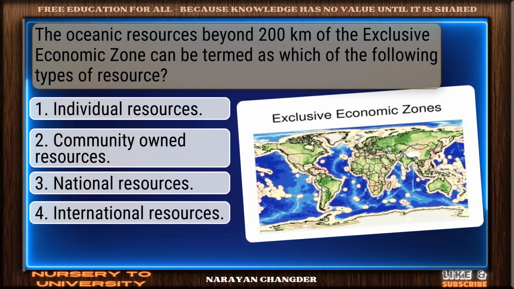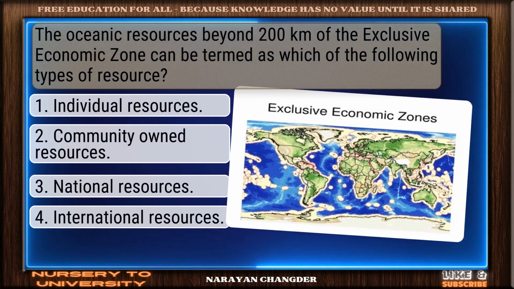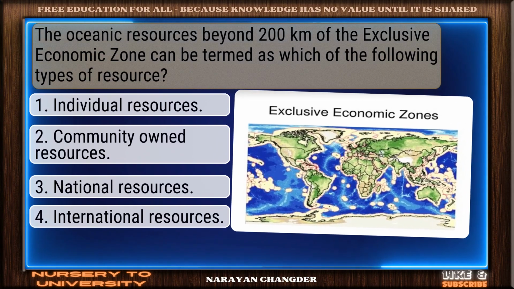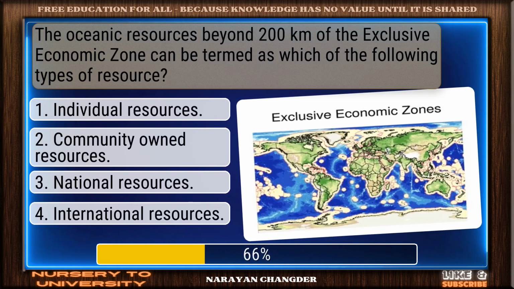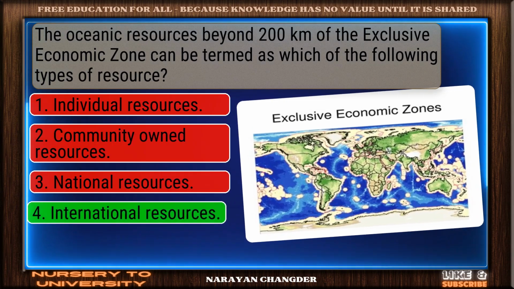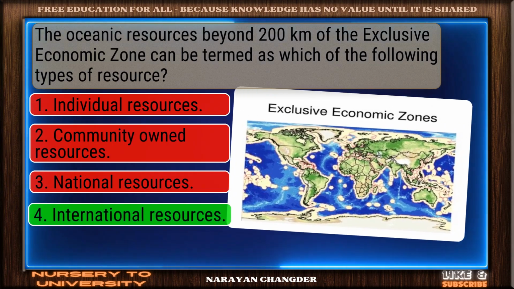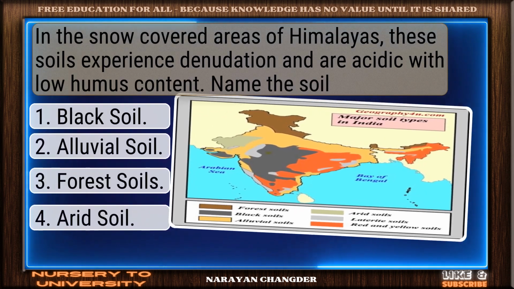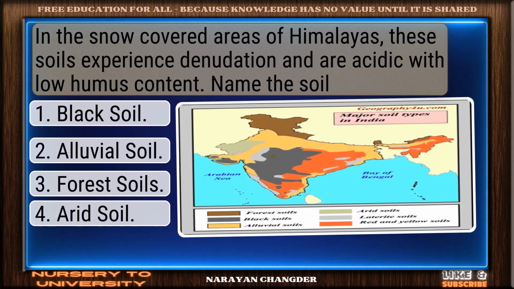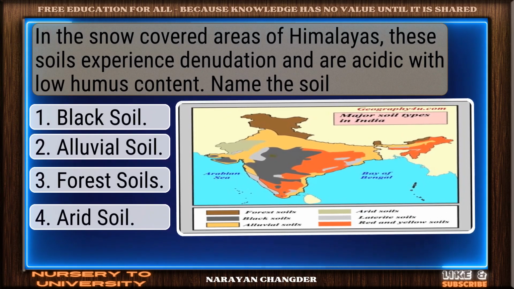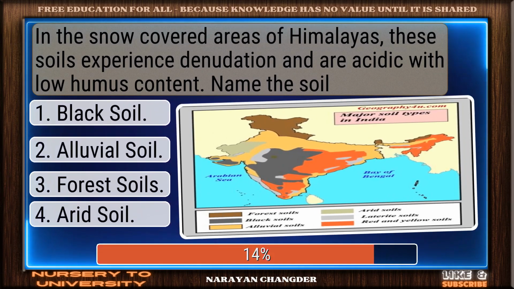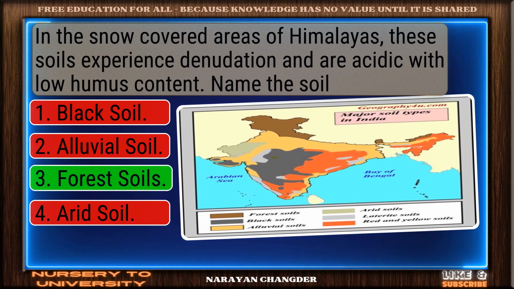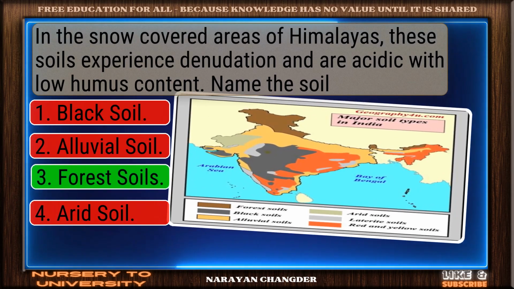The oceanic resources beyond 200 km of the exclusive economic zone can be termed as which of the following types of resource? Nice selection. International resources is correct. In the snow-covered areas of Himalayas, these soils experience denudation and are acidic with low humus content. Name the soil. Sharp thinking. Forest soils is right.